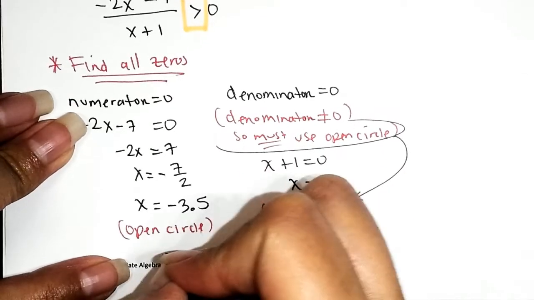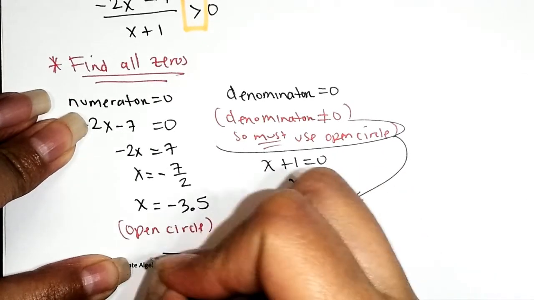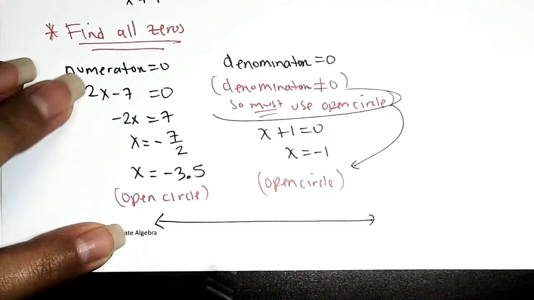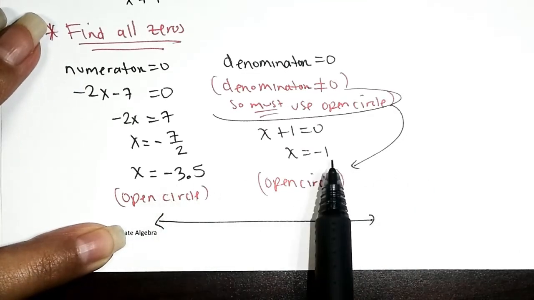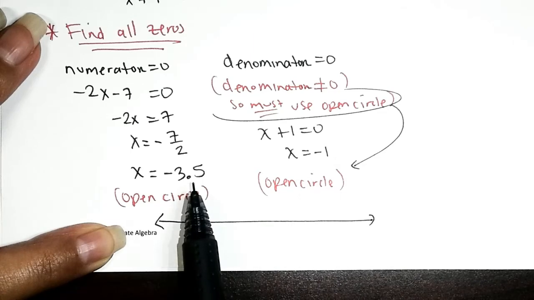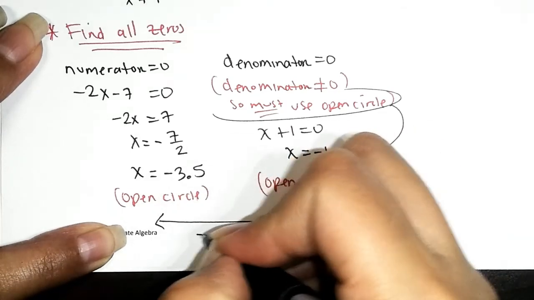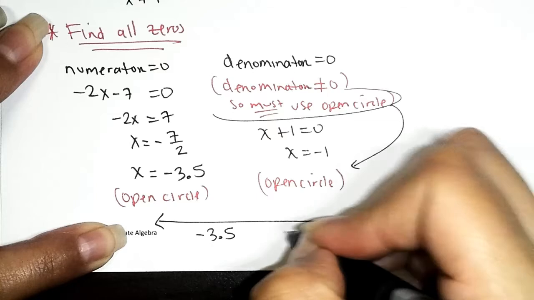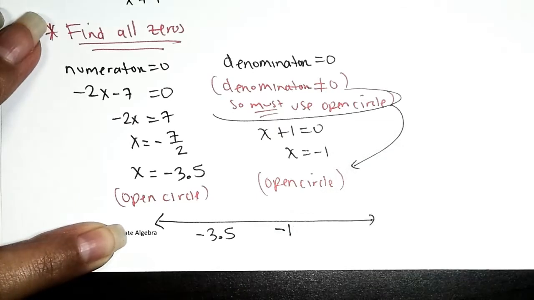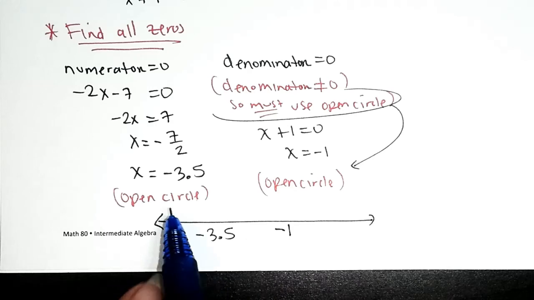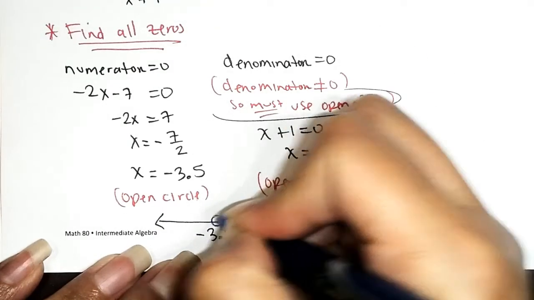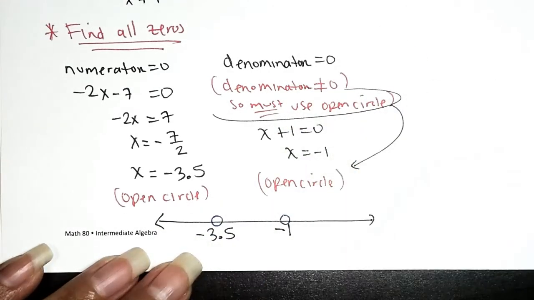So we're going to bust out a line. It's not quite a number line yet until we highlight our numbers. So the zeros are -3.5 and -1. -3.5 is smaller, so that should appear first. -1 is larger, so that should appear thereafter. In terms of open and closed circles, we have an open circle at -3.5 and an open circle at -1.